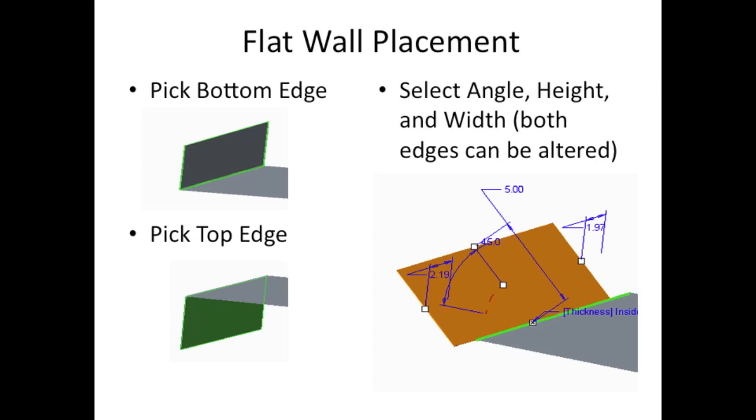If one picks the bottom edge of the existing piece, the flat wall will be placed pointing upward. On the other hand, picking the top edge will place it in the other direction. You can vary the angle and height of the wall, and the width can be modified by lengthening or shortening either edge of the flat wall.